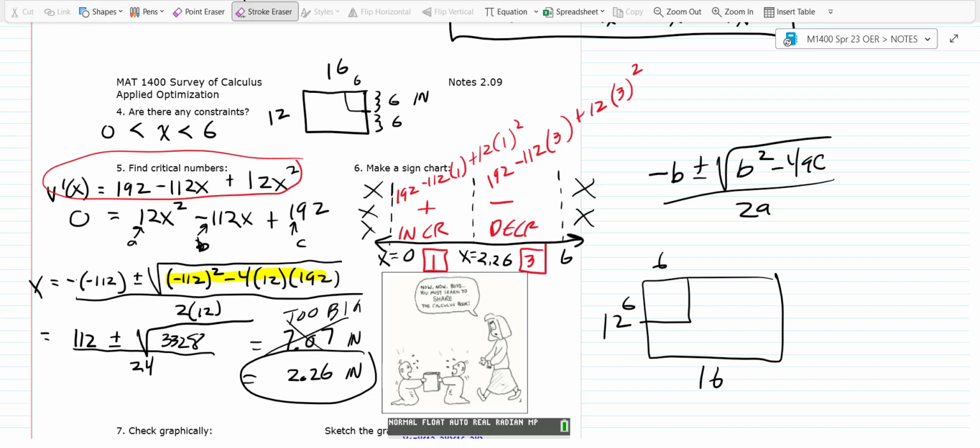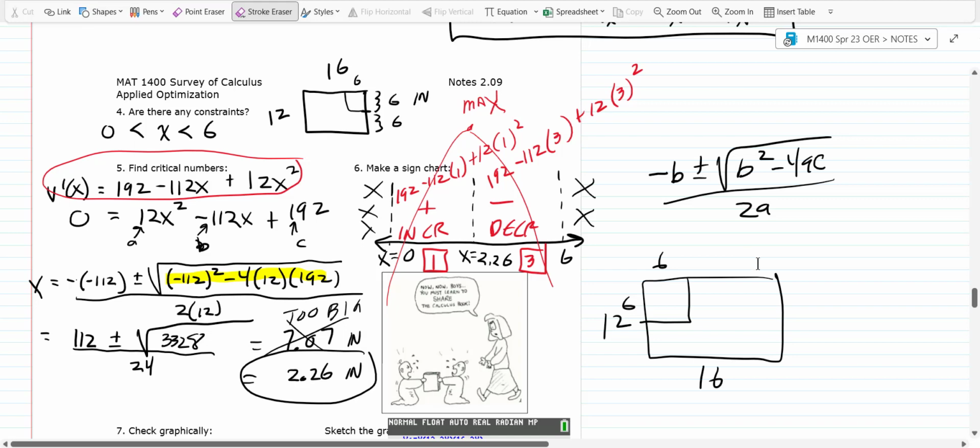So I'm just not going to take the time to show the arithmetic on that because you can do that fine. But anyway, is that a maximum? If the graph increases, then decreases, does that look like a maximum to you? Yeah, okay, the graph increases, hits a max, then it decreases. Okay, so mainly what I want to see on your sign chart is just the plus minus and the 0, 2.26, and 6 like that. Okay, so that's the problem on that one.